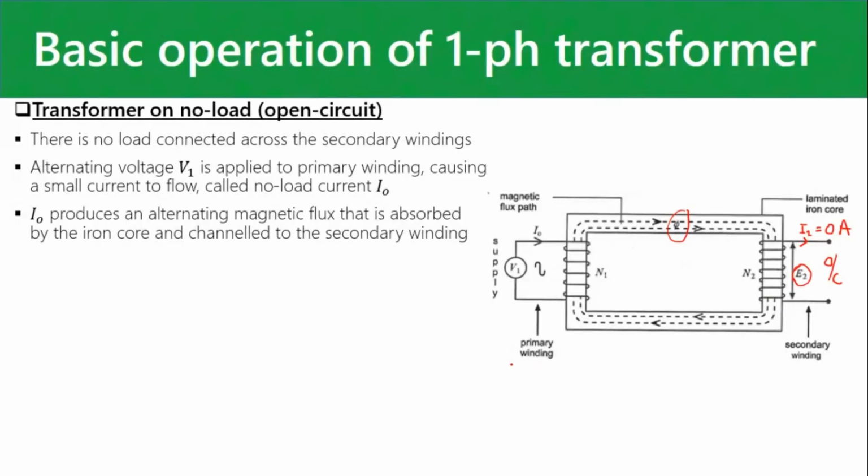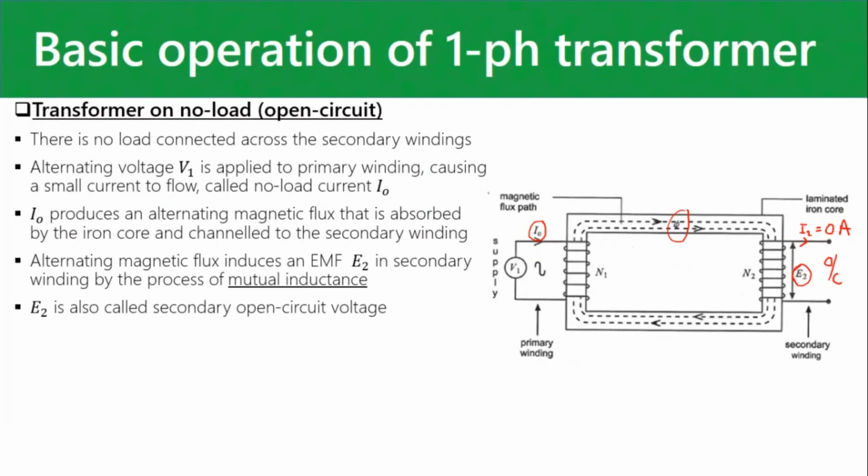Which means this little current here, I0, flows even though there's no current in the secondary. So what does that do? That current is providing the energy required to build up this magnetic flux. So you need that small current there. It's not very big compared to the full load current once you connect a load. So we call this E2 the secondary open circuit voltage, because across the terminals here, you're also going to measure this E2.